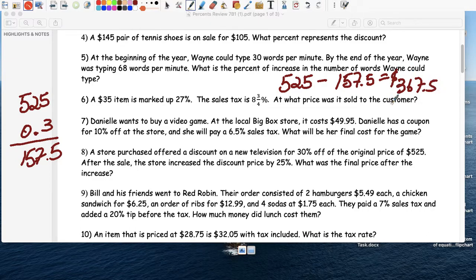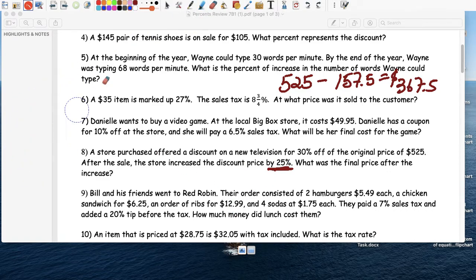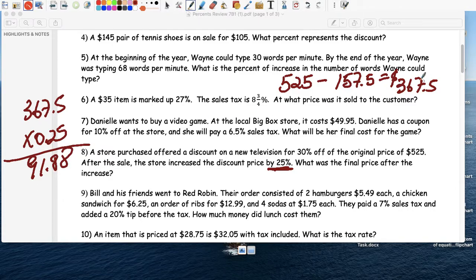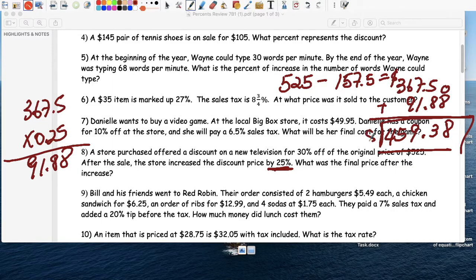Now everybody runs to the store and buys it. So I quickly raise the price by 25%. So I've got to figure out what. I'm going to take the discounted price, which is $367.50, and multiply by 0.25 because I want to increase the price back up. So 367.5 times 0.25 is $91.88 rounded. So to 367.5, I'm going to add $91.88. I don't need a calculator for that. So the price goes up to $459.38, which is still cheaper than what it was at the beginning of the story, which was $525.